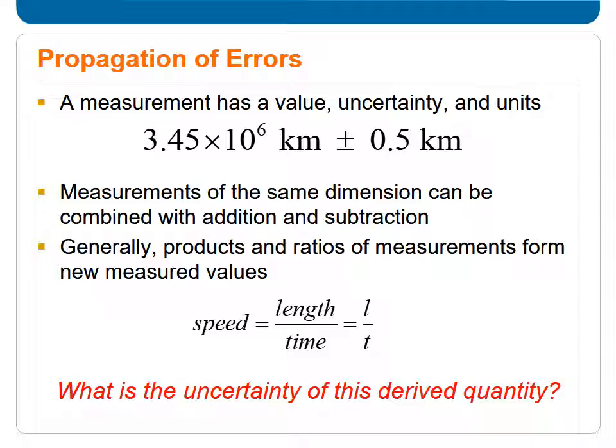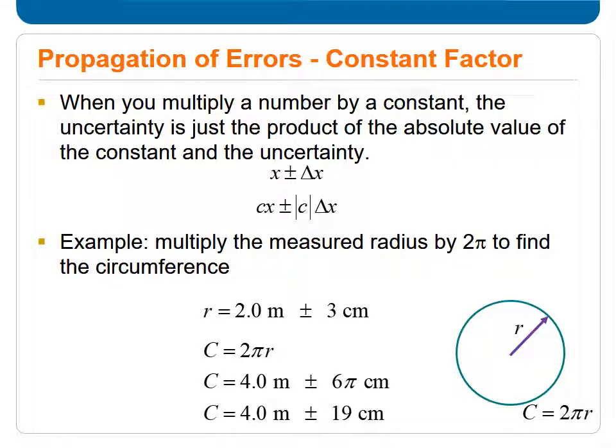When numbers that have uncertainties are combined algebraically, that leaves the question of what the resulting uncertainty is. The process of determining the resulting uncertainty is called the propagation of errors. When you multiply a number by a constant, then the uncertainty is just the product of the absolute value of the constant and the uncertainty.